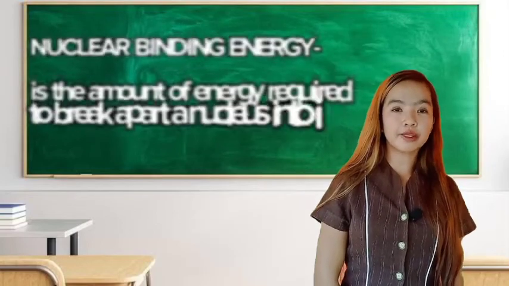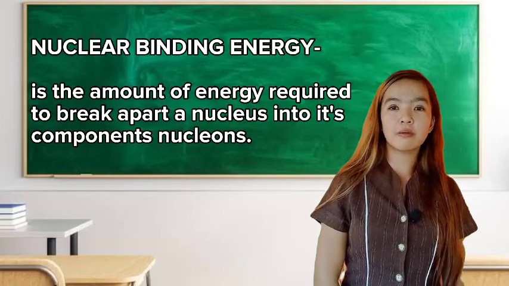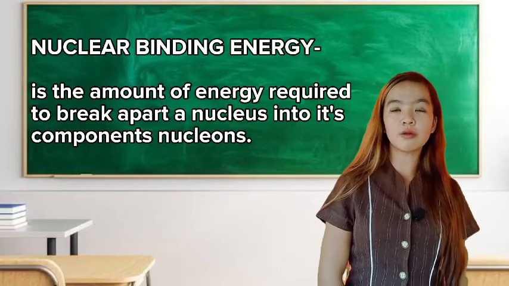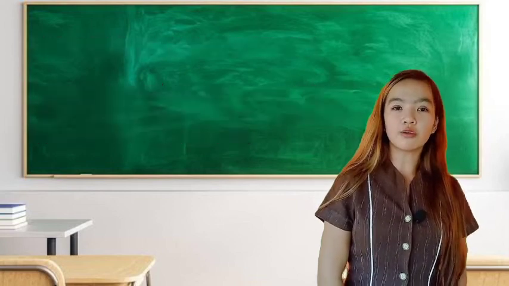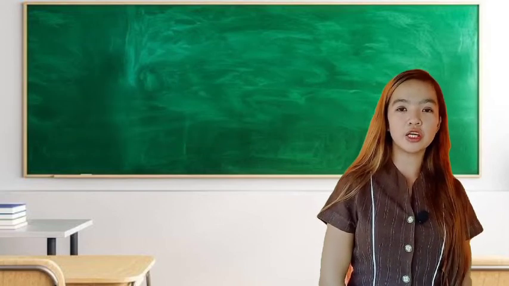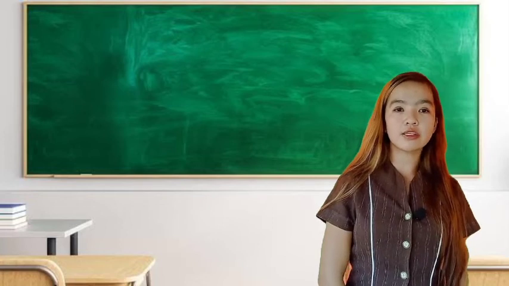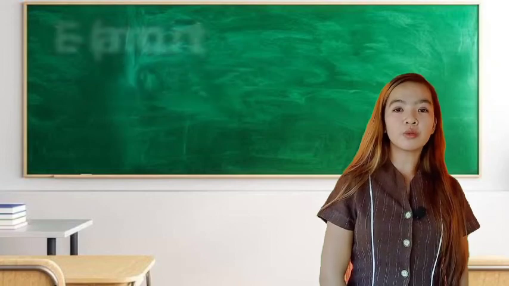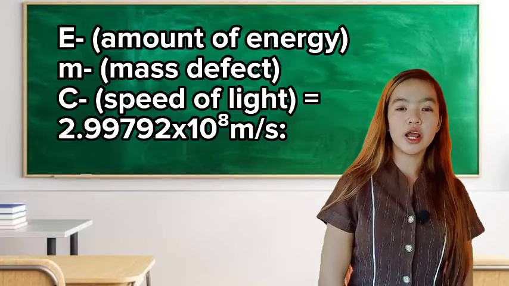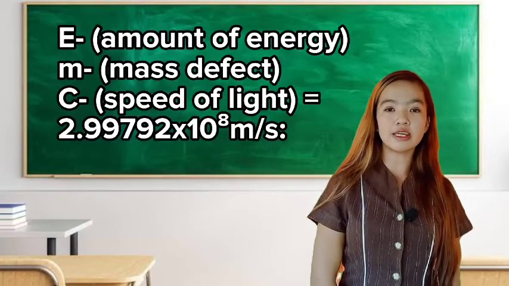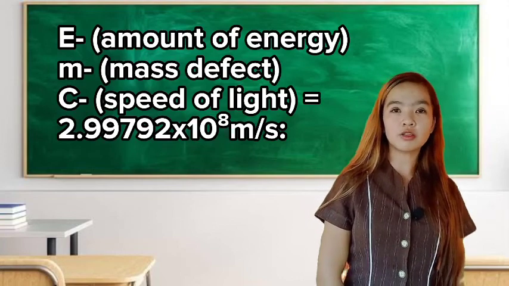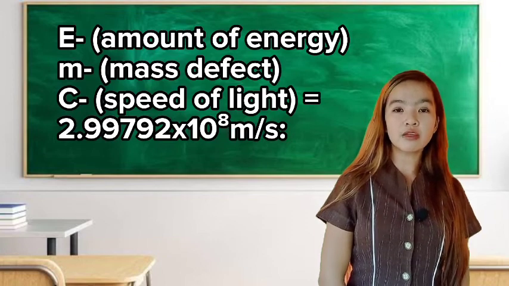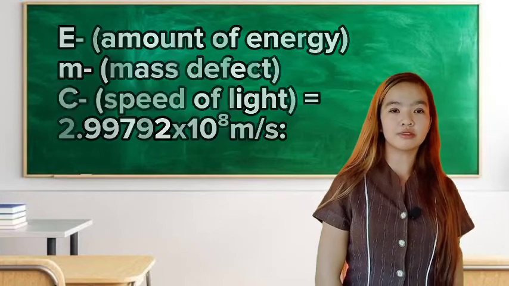The nuclear binding energy is defined as the amount of energy required to break apart a nucleus into its component nucleons. The conversion of mass defect into energy can be calculated using Einstein's equation, E equals mc squared, where E is the amount of energy, m is the mass, and c is the speed of light, which is equal to 2.99792 times 10 raised to 8 meters per second.